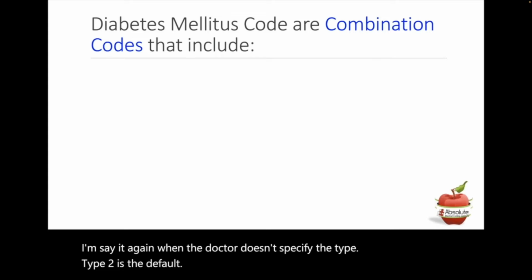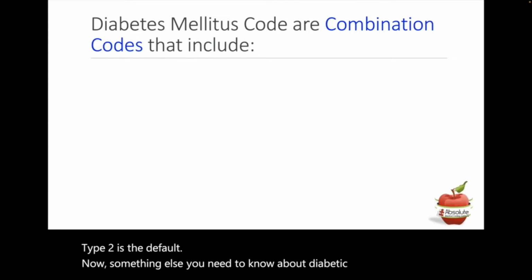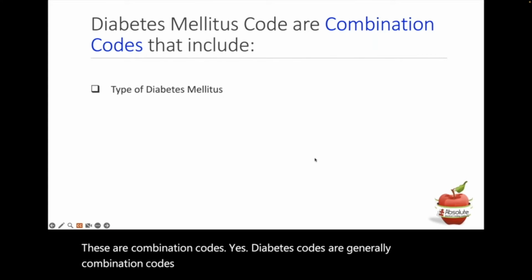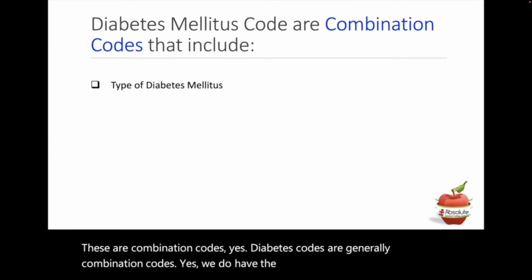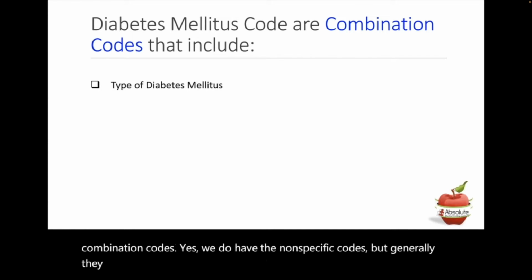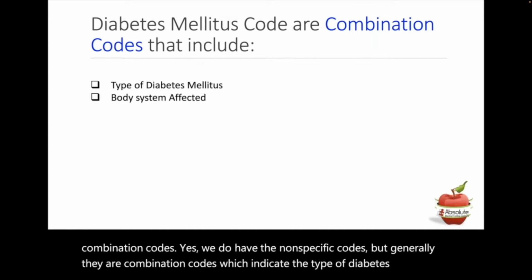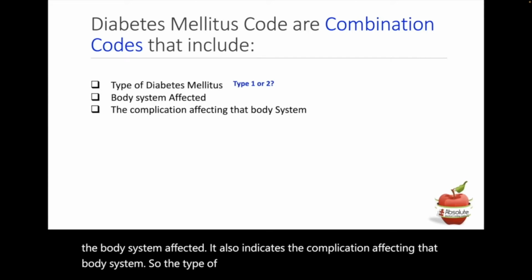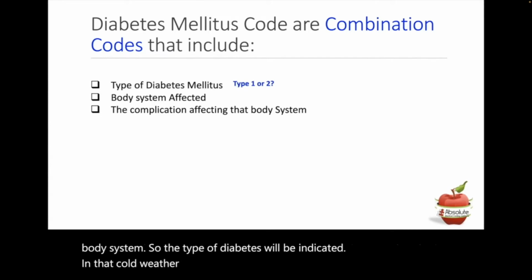Now, something else you need to know about diabetic codes. These are combination codes. Yes, diabetes codes are generally combination codes. Yes, we do have the non-specific codes, but generally they are combination codes, which indicate the type of diabetes. It indicates the body system affected. It also indicates the complication affecting that body system.